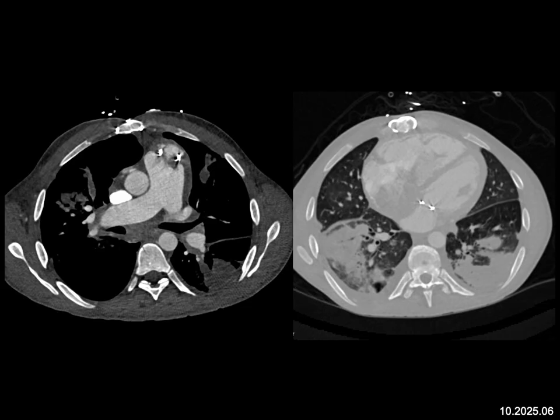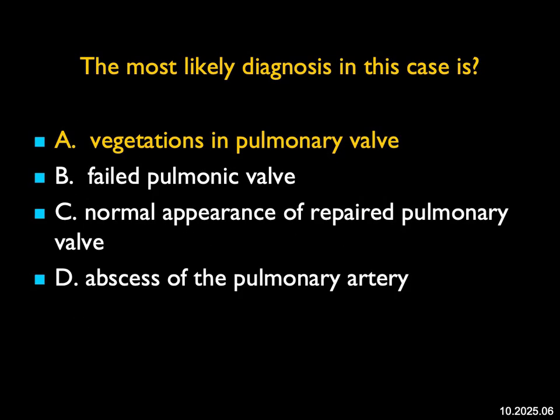Yes, you can say it's a failed valve or it's failing. It surely isn't the normal appearance of a valve, and it's not really an abscess. What you're looking at is vegetations in the pulmonary valve. It's a complication of valve replacement. It's a complication particularly common in patients who don't follow the correct antibiotic course or in patients who are IV drug users. A really very nice example.